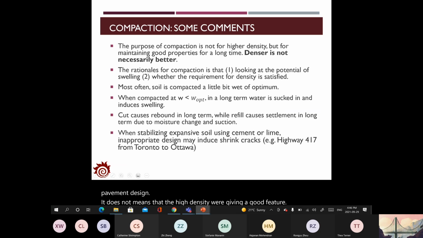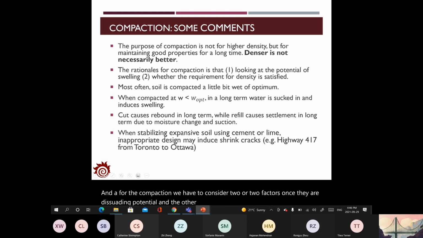And for the compaction, we have to consider two factors. One is the swelling potential, and the other is the required density. So we just need to make sure that the density reaches the expected value, as well as prevent the swelling potential under different water contents. And as I just explained on the previous page, the soil is actually compacted a little bit wetter of the optimal to prevent the swelling potential.